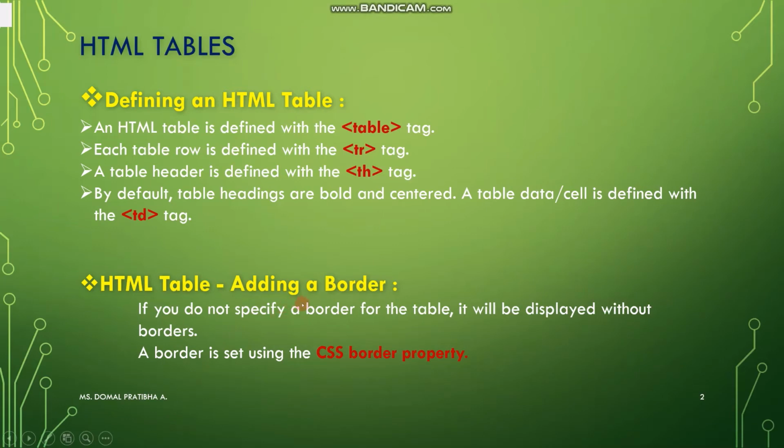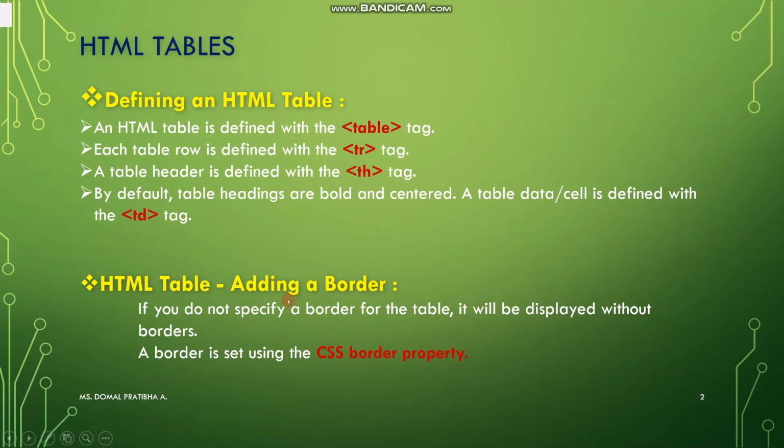HTML table, adding a border. Once again note, the TD elements are the data containers of the table. They can contain all sorts of HTML elements, text, images, lists, other tables, etc.